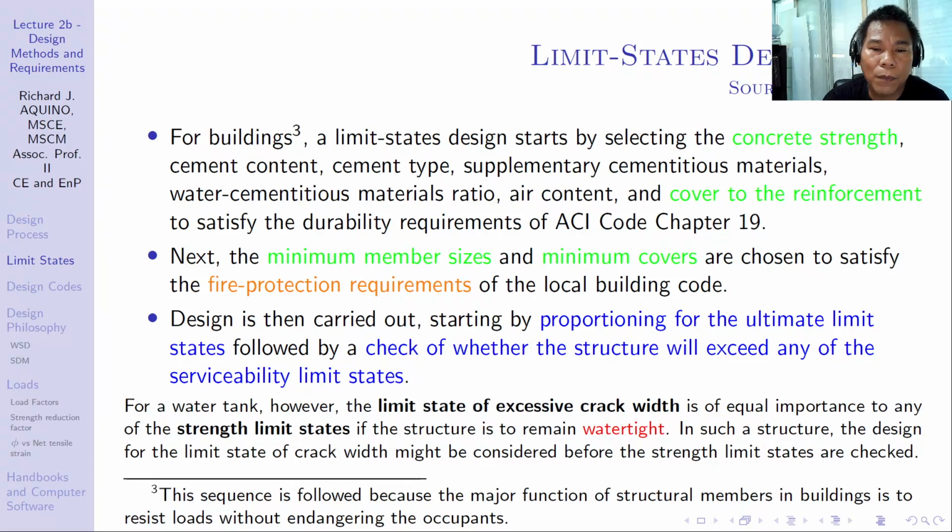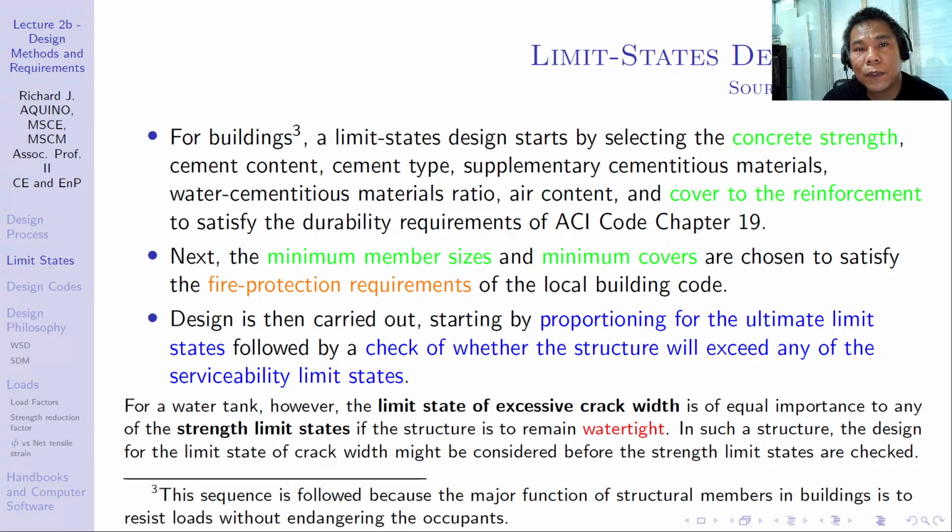Next, the minimum member sizes and minimum covers are chosen to satisfy the fire protection requirements of the local building code. So take note, when you are designing reinforced concrete, by choosing the minimum member sizes and minimum covers, we satisfy the fire protection requirements. Design is then carried out starting by proportioning for the ultimate limit states, followed by a check of whether the structure will exceed any of the serviceability limit states.